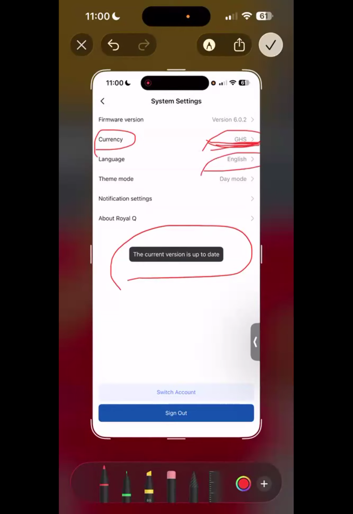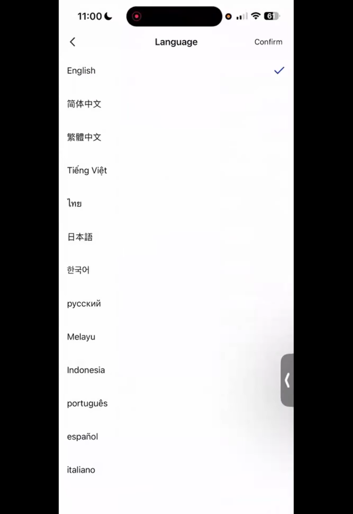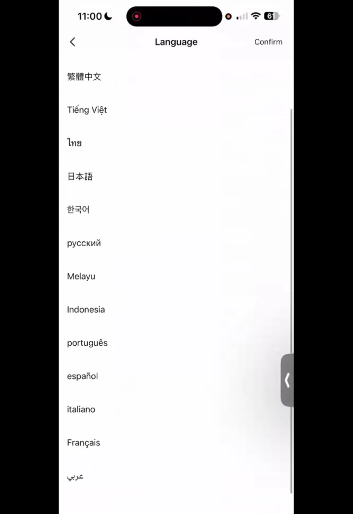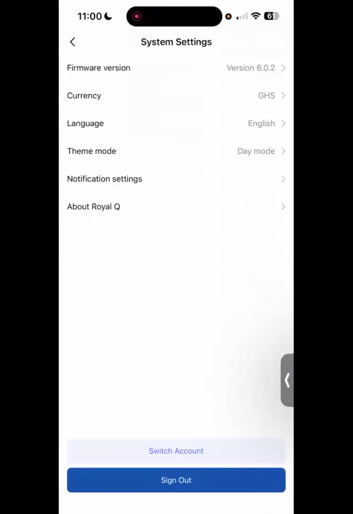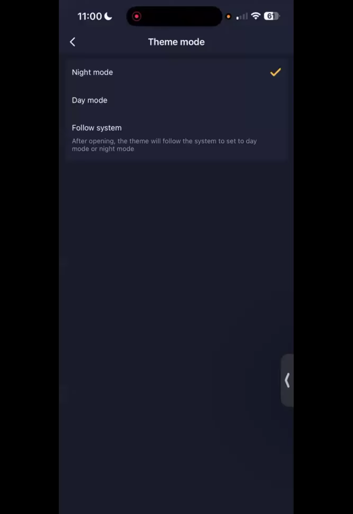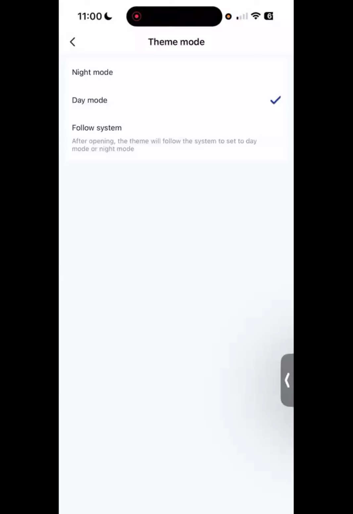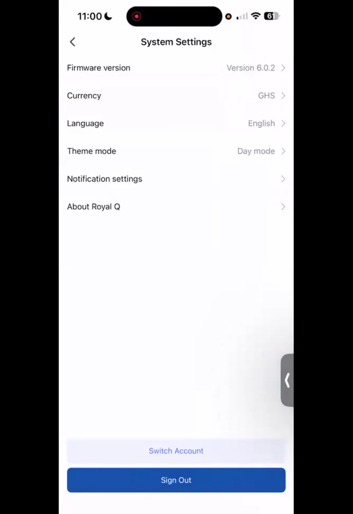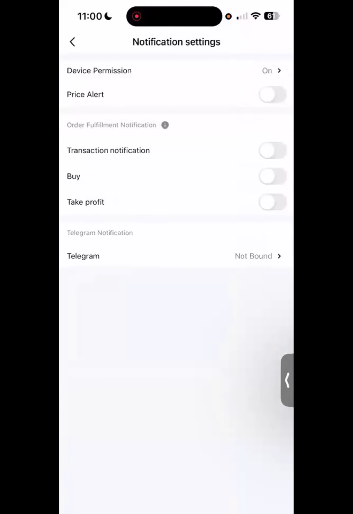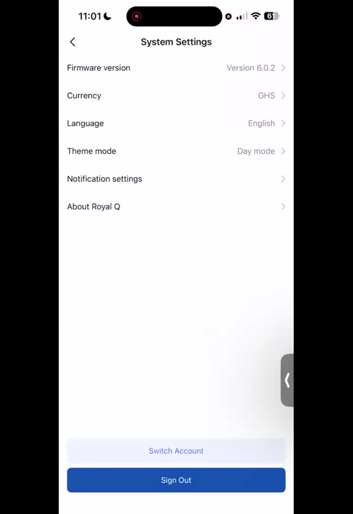Then language. Once you tap on it, you would see all the languages that are available. Then you select the one that you want. Theme mode. We have the night mode, we have the day mode, we have the follow system, but I'm going to use the day mode because of our audience. Then we have notification settings. So if your notification settings are off, you cannot get notifications. Okay, so make sure you turn them on. That is if you wish.